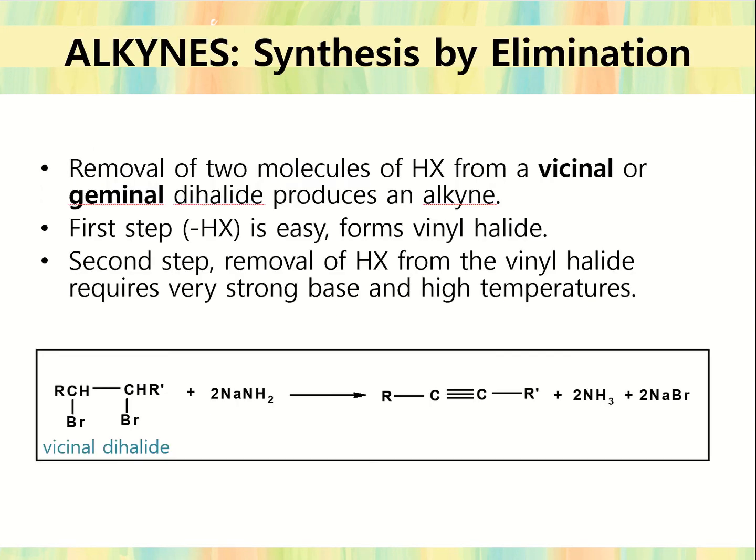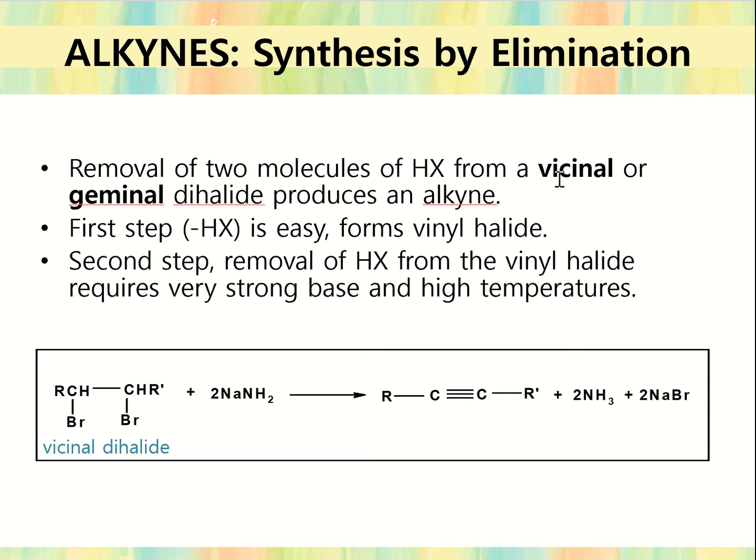Now, for the synthesis of alkynes, these are somewhat similar types of reaction, particularly the dehydrohalogenation we just mentioned for the alkenes. Now, it just happens twice to form an alkyne. Now, removal of two molecules of HX, as I was saying, from a vicinal or geminal dihalide produces an alkyne.